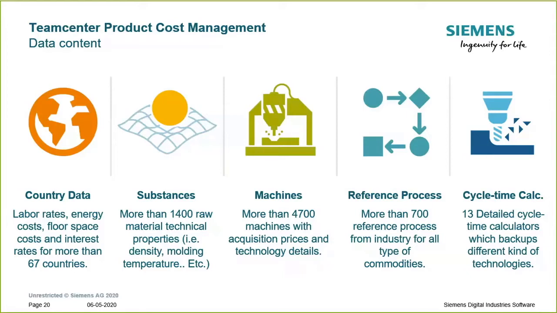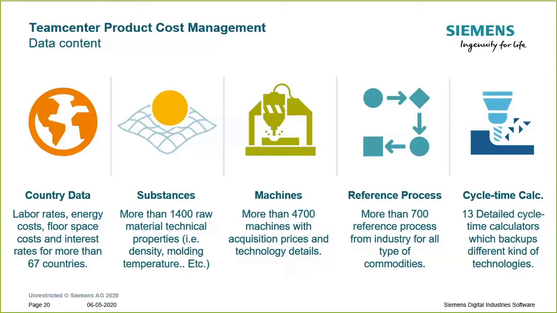We deliver more than 1,400 raw material types, with properties, with technical details like density and molding temperature, which our cycle time calculators will then reuse. Then we have machines, more than 4,700 machines. We are trying to elongate this list more every time, adding more value to our customers. So we have not only acquisition prices, but all the technology details and all the technical details. This machine will occupy so much floor space. This machine will have this energy consumption, etc. So we will provide a long set of parameters for each single machine.